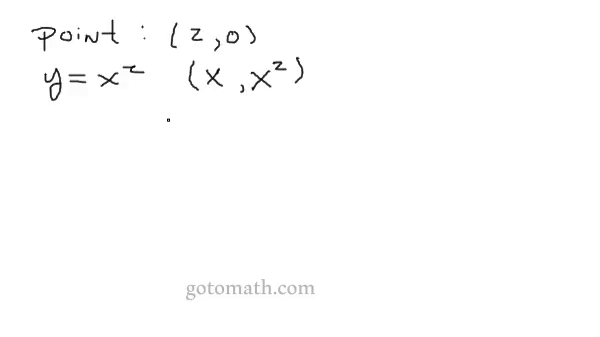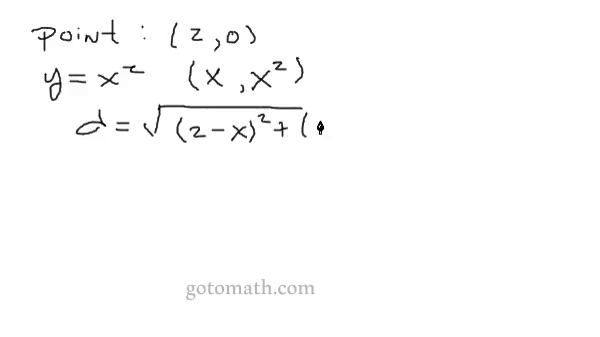So we're going to use the distance formula. Just real quick, remember what the distance formula is: the distance is equal to the square root of the change in x's squared plus the change in y's squared, the difference in x's and the difference in y's. So for example, we'd have the square root of 2 minus x, quantity squared, plus 0 minus x squared, and that whole thing is squared.